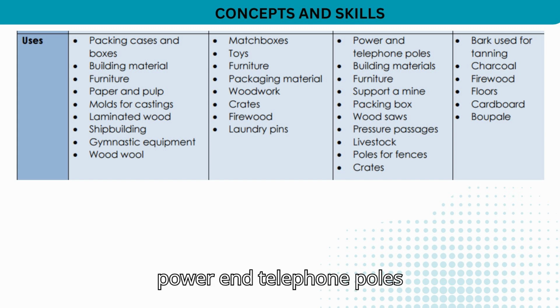Power and telephone poles. Building materials. Furniture. Mine supports. Packing boxes. Wood saws. Pressure passages. Livestock. Poles for fences. Crates. Bark used for tanning. Charcoal. Firewood. Floors. Cardboard. Pulp.